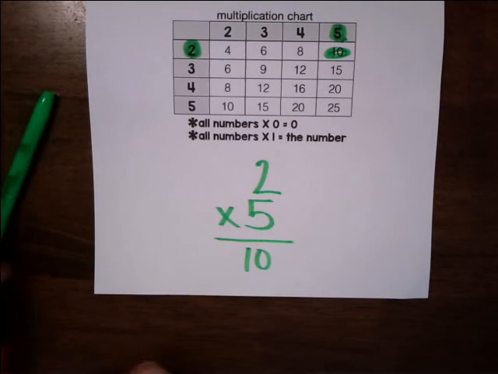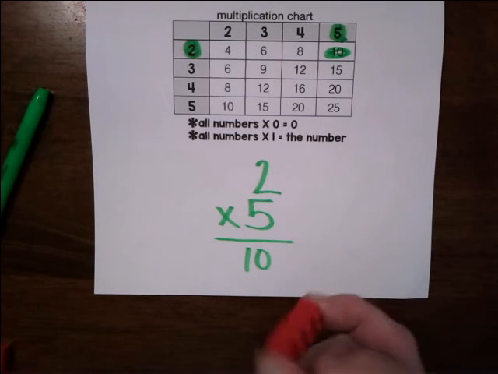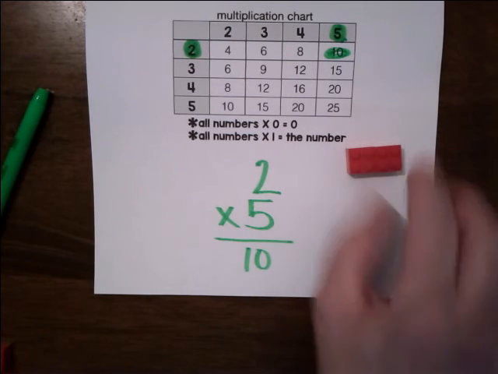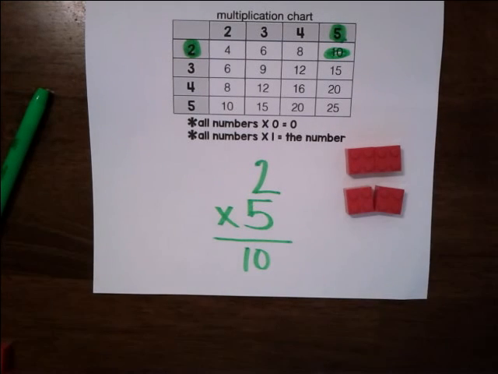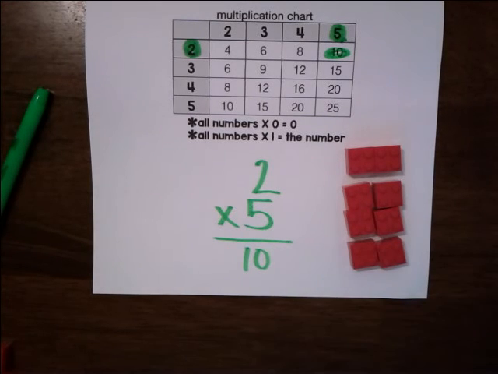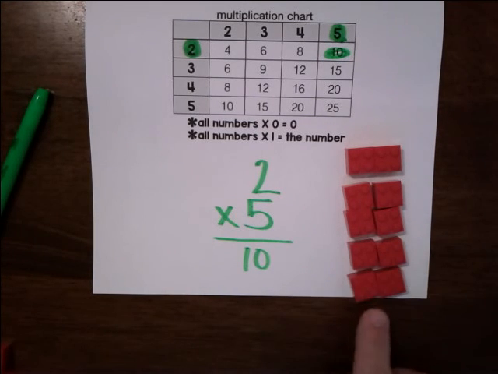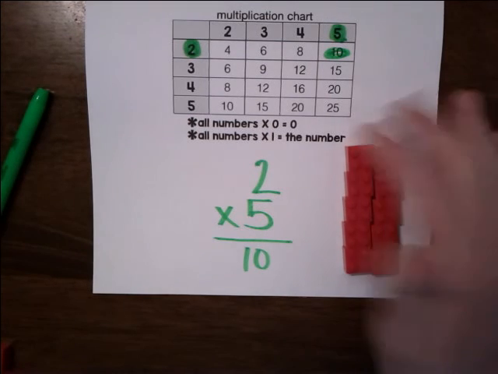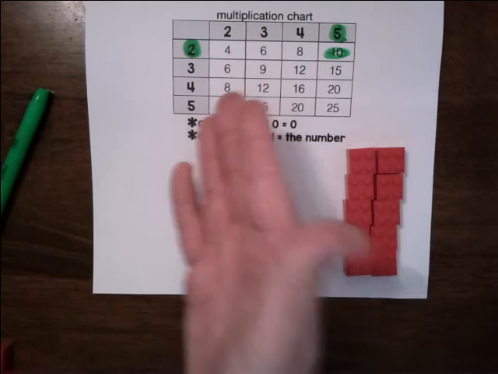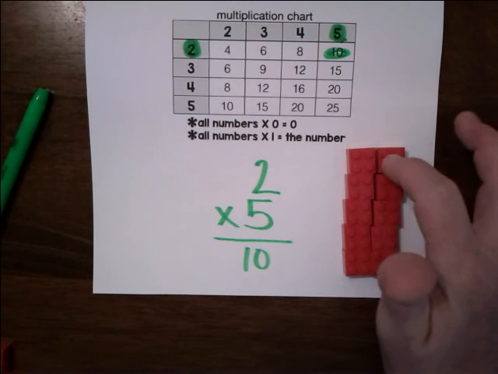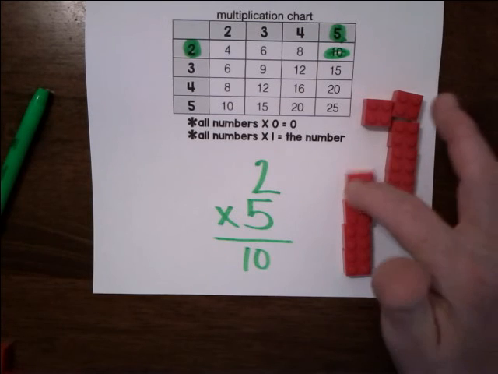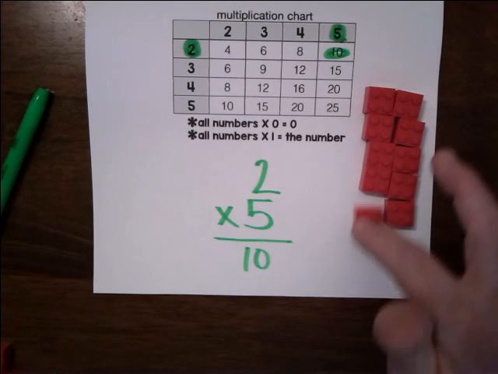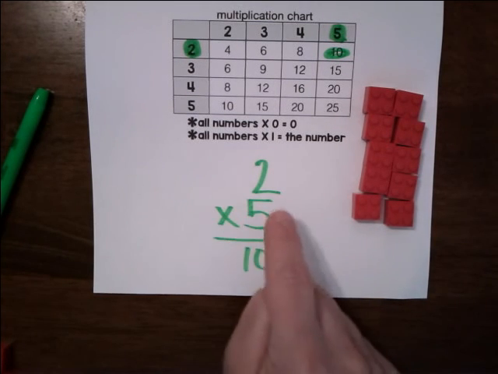Just to show you that it isn't any different when you use the blocks, I have a group of 2. I need it 5 times. There's 1 group. There's 2. There's 3. Here's 4. And there is a group of 2 that makes 5. So let's count those all together and see what our answer is. We'll see if using the blocks is the same as using a multiplication chart. 1, 2, 3, 4, 5, 6, 7, 8, 9, 10. So 2 times 5 equals 10.